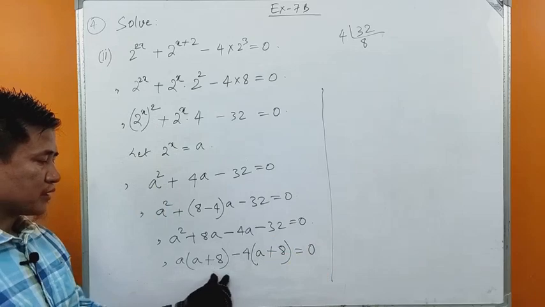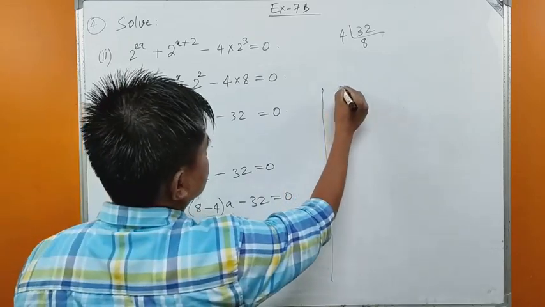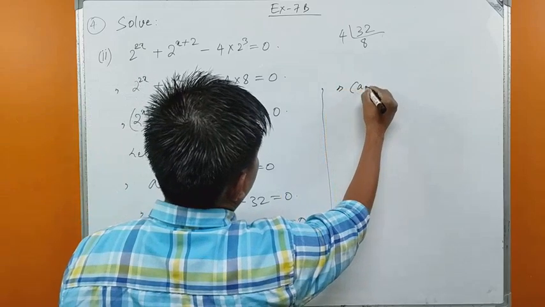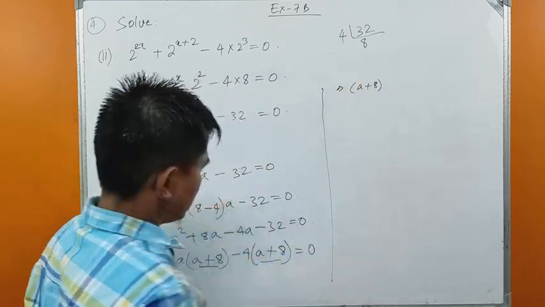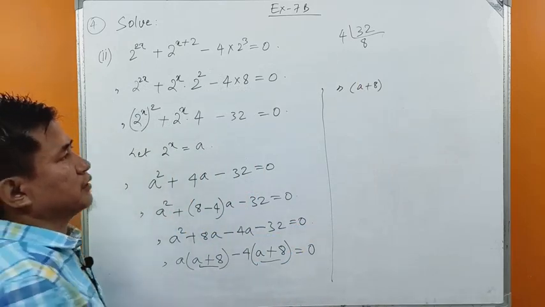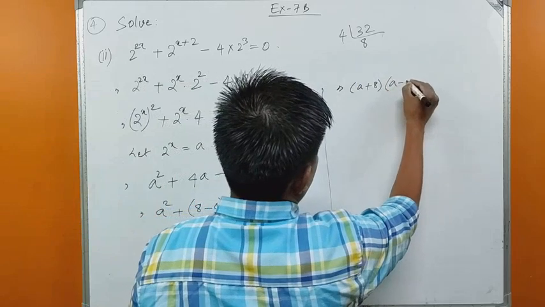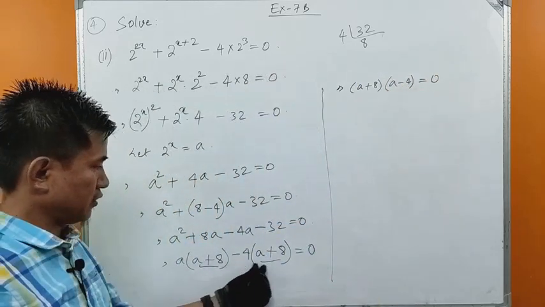Which means a plus 8, same number here. So we can take a plus 8 as common, okay. Now we have a minus 4 within the bracket. A minus 4 equals to 0.